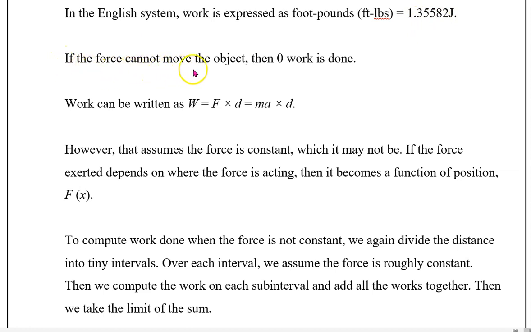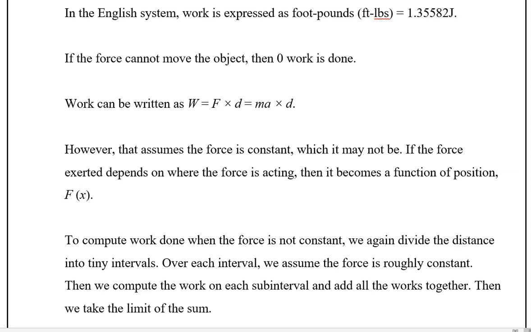If the force cannot move the object, then no matter how much energy is expended, zero work is done in the physics sense. This means that no matter how hard I push my car, if I don't move my car, then I've done no work. What I really mean is I've done no external work. I have done internal work inside my body because my muscles have been working. But if the car doesn't move, then as far as physics is concerned, I've done no work.